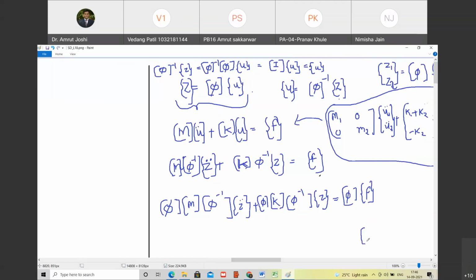Let me show you by doing it. The I matrix is 1 0 0 1. Agreed? Multiply it by U1, U2. What do you get? 1 into U1 plus 0 into U2 is U1. And 0 into U1 plus 1 into U2 is U2. So you get U itself. Do you agree? Yes, sir. So therefore, I have pre-multiplied both sides by phi inverse. Phi inverse into phi is the identity matrix I. I into U is U itself. So therefore, I get U is equal to phi inverse Z. Happy?